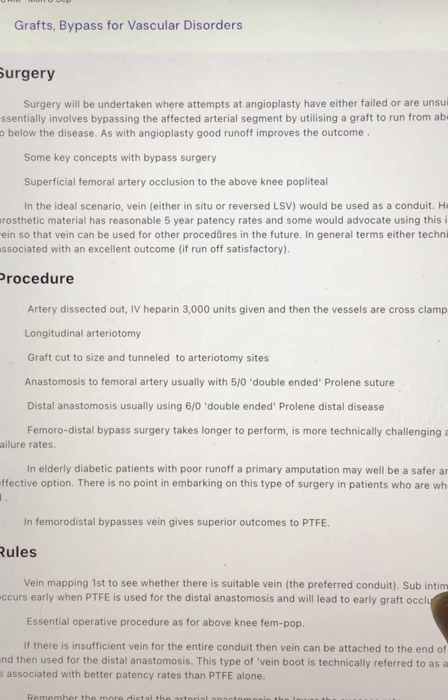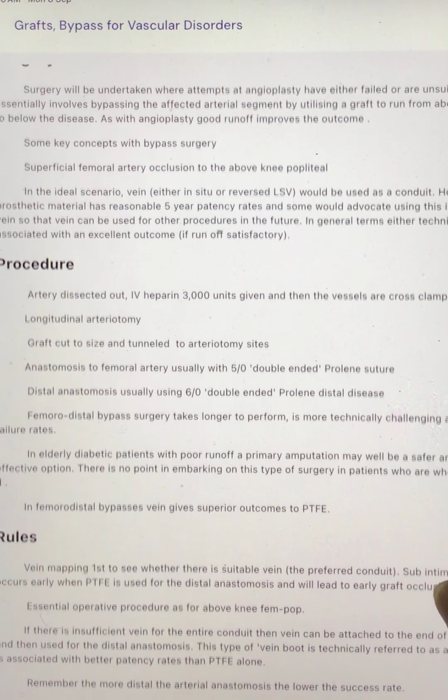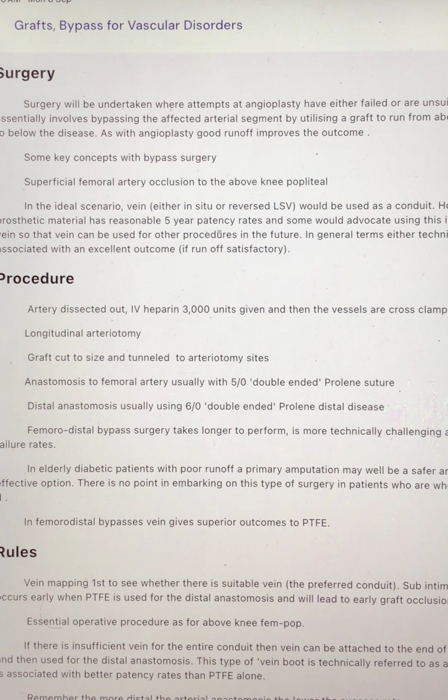The procedure: after the artery is dissected out, IV heparin is given, a longitudinal arteriotomy is made, the graft is cut to size and tunnelled to the arterial sites. Anastomosis to the femoral artery usually uses 5-0 Prolene suture. Distal anastomosis uses 6-0 Prolene. Femoral distal bypass surgery takes longer to perform, is more technically challenging and has higher risk. In elderly patients with poor runoff, primary amputation may be safer.